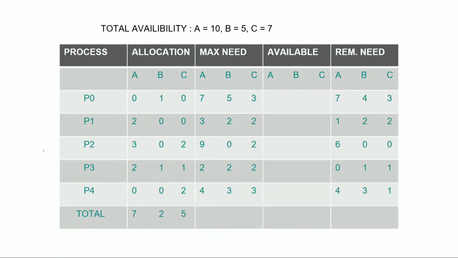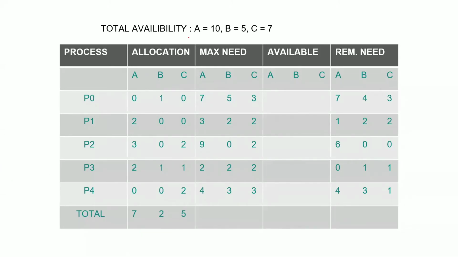I will repeat once again what we did. This resource allocation means you have already allocated resources A, B, C in these instances to process P0 to P4, okay? For example, for P2, you have allocated 3 instances of A, 0 instances of B, and 2 instances of C to P2, okay? And what P2 is saying, to get completely executed, I want 9 instances of A, 0 instances of B, and 2 instances of C. So we still have to give P2 6 instances of A, 0 instances of B, and 0 instances of C.